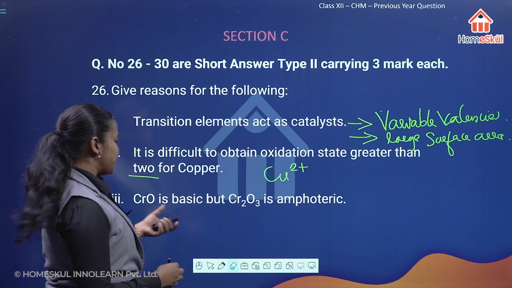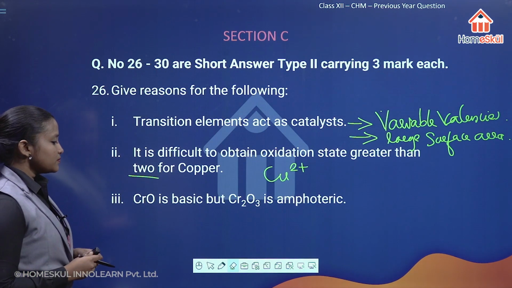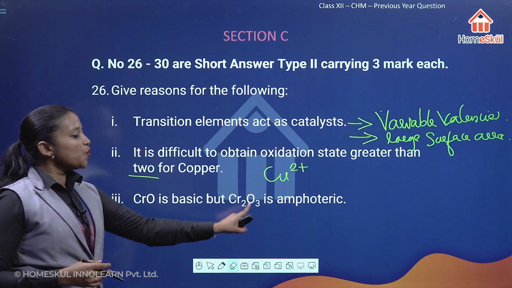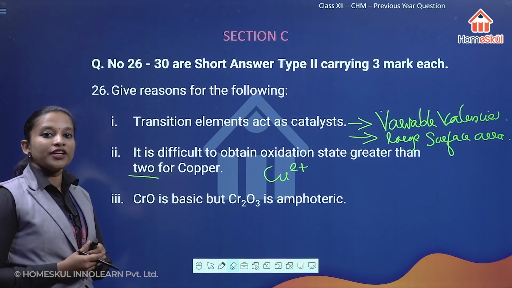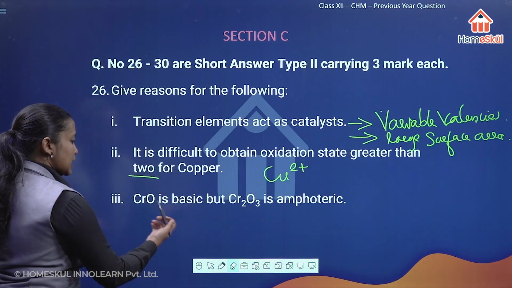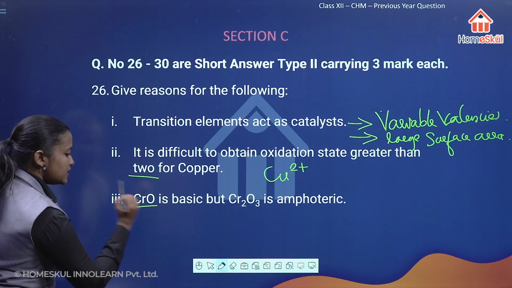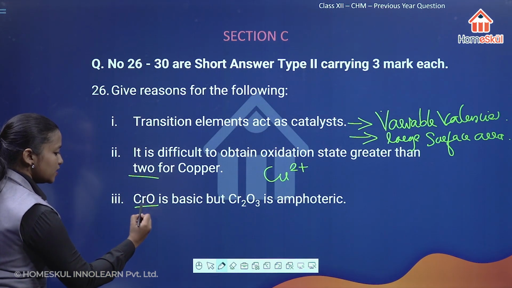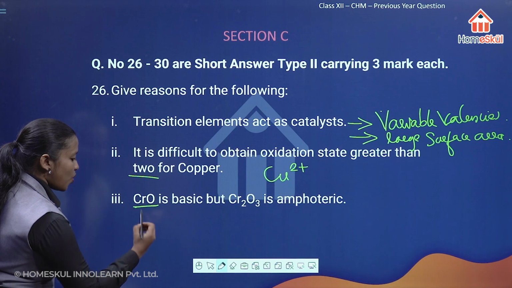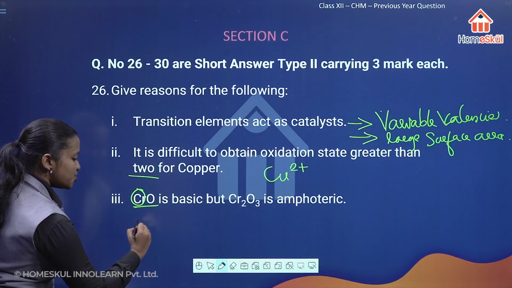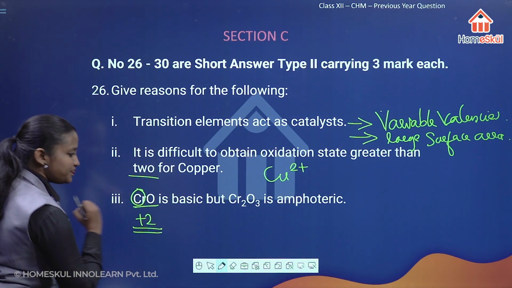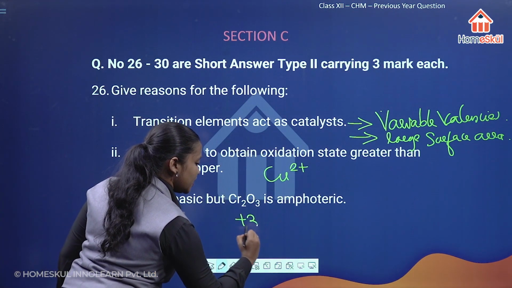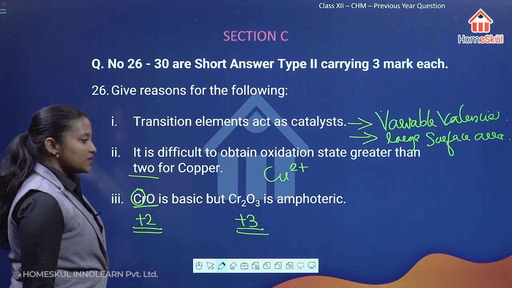Now, moving on to the next. CrO is basic, but Cr2O3 is amphoteric in nature. Here, let's see what the oxidation state of chromium in CrO is. The oxidation state of chromium in chromium oxide CrO is +2. And what about here? It is +3 oxidation state in Cr2O3.